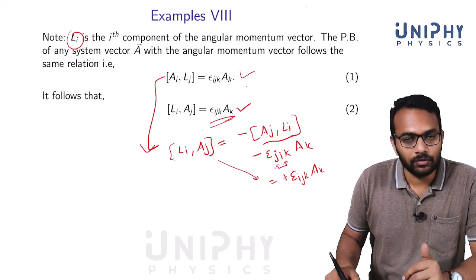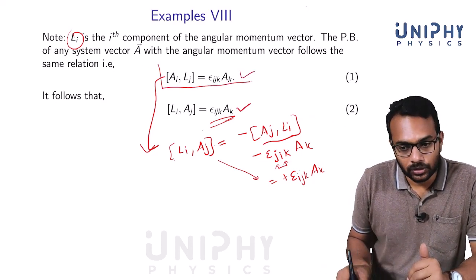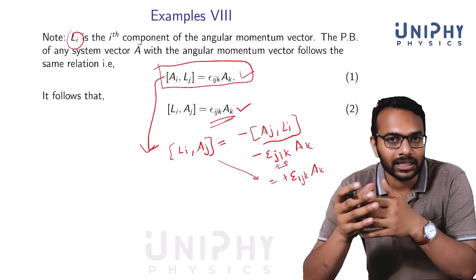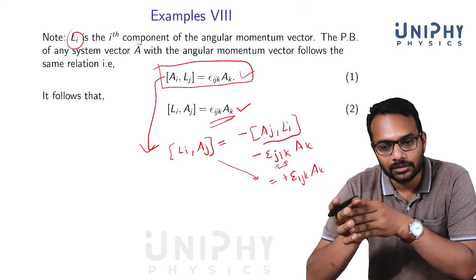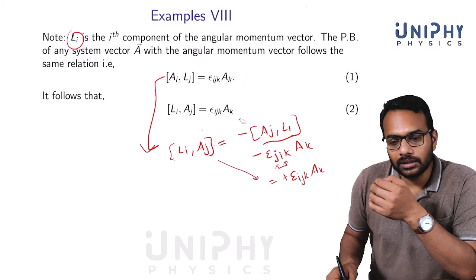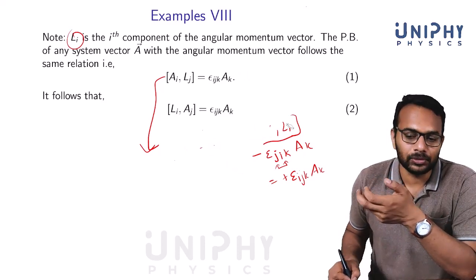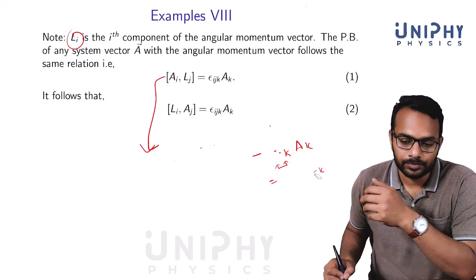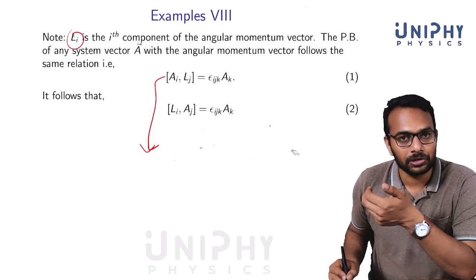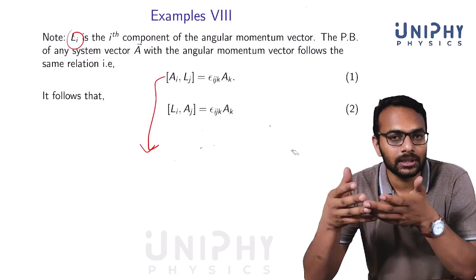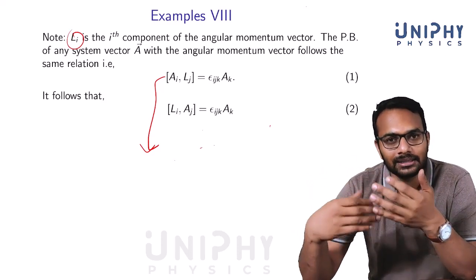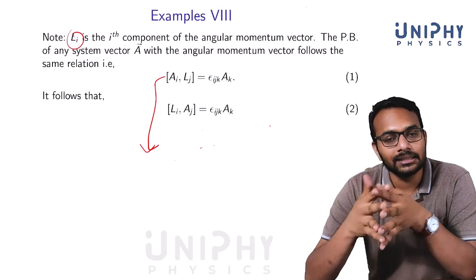I hope that's fine. So I want you to remember this. This could be any system vector. It could be the momentum, it could be the position vector, it could be any vector related to the physical system, and this result always holds. So if you are asked some Poisson bracket with the angular momentum, and if it's a vector of the system, then you remember that this result can be directly used. You don't have to go to the trouble of looking at all the components of the angular momentum and then doing all these things and finally finding that this indeed is the answer.